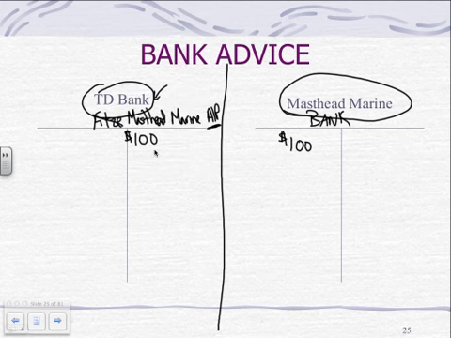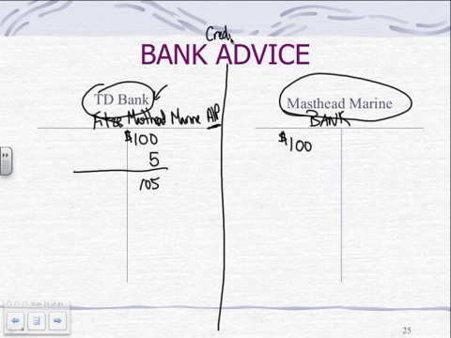So for example, let's say you earned $5 interest, which is a lot of money on $100 right now, but let's wish it was that. They would owe us that $5. So really, we would have $105 now in our bank account. We would receive a credit advice in that case. So this would be a bank credit advice.